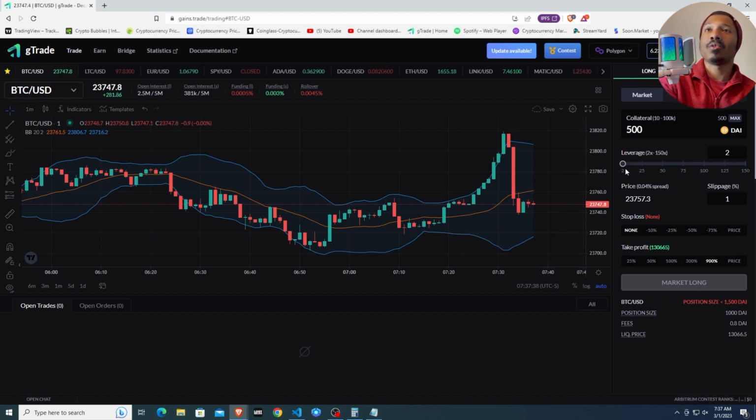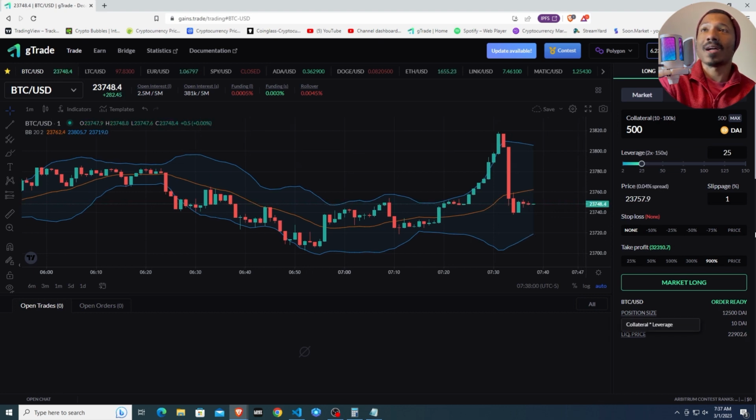So for those of you who don't know, with leverage trading, this would be the leverage here. You have between 2x to 150x. So let's say I'm putting in 500 DAI. The position size would be multiplied by whatever leverage I choose, as you guys can see down here with the position size. So if I'm going with 500 DAI on 25x leverage, then my position size would be 12,500 DAI, and there would be a 10 DAI fee. So we definitely have to take the 10 DAI fee into account when we're making this trade.